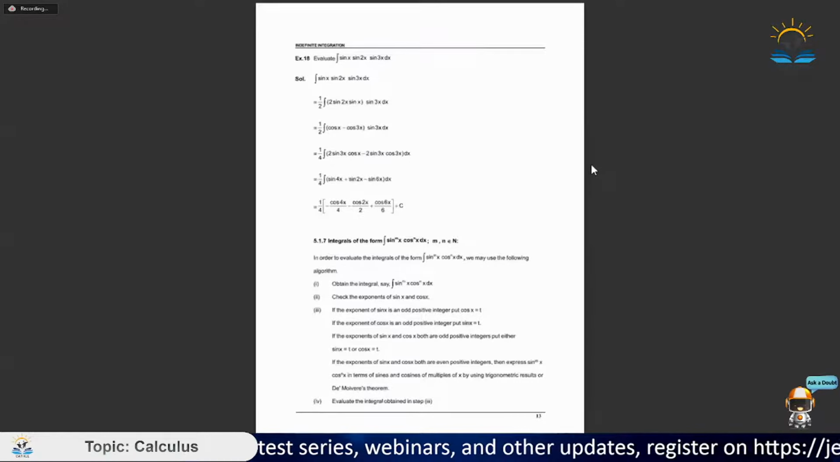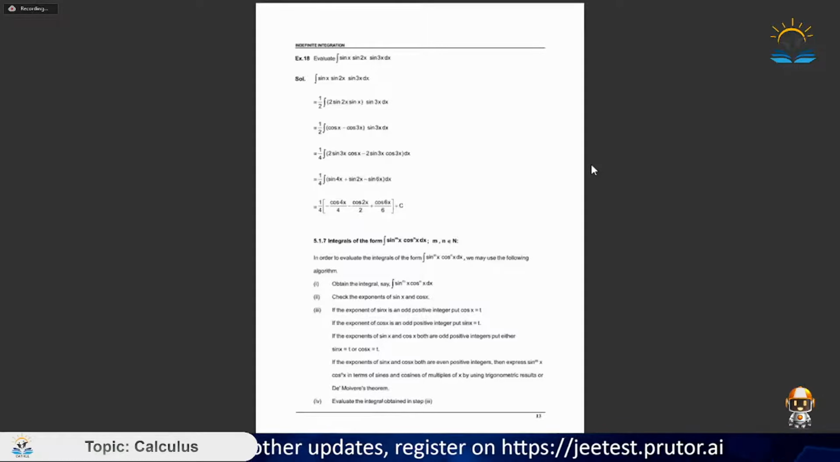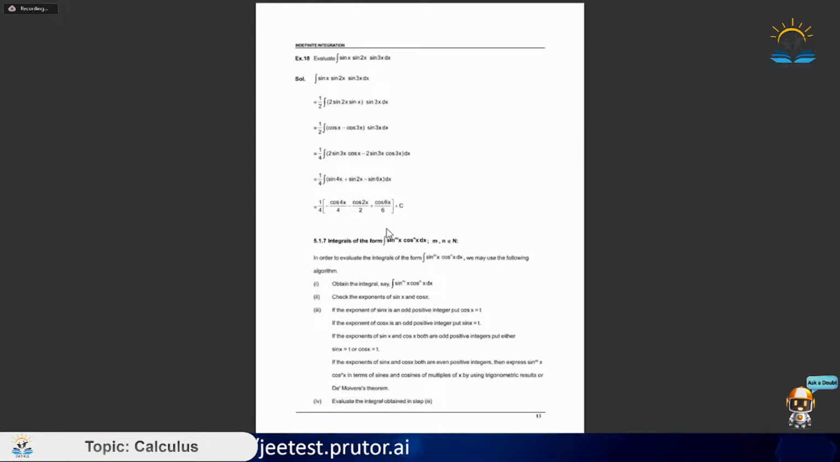Now, first of all, let us take a look at some more forms of integration. Then we would be seeing questions, and questions are available, so you can take a look at the questions. The sixth form says integrals of the form sin x to the power m, cos x to the power n dx, where m and n are natural numbers.